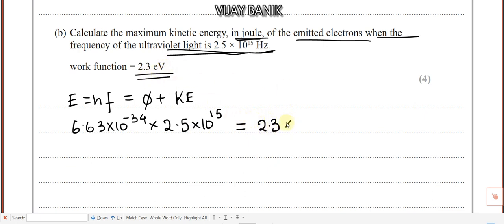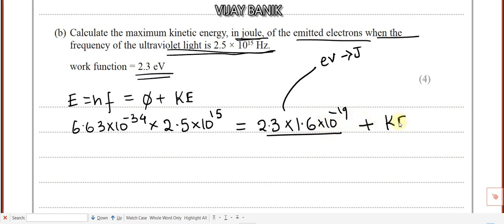Can I do 2.3 electronvolt into 1.6 into 10 raised to minus 19? What I'm doing here is converting electronvolts to joules. If you want to convert electronvolts to joules, you multiply, because 1 electronvolt is 1.6 into 10 raised to minus 19 joules. So 2.3 electronvolt is 2.3 into 1.6 into 10 raised to minus 19 joules, plus the kinetic energy. Now you have to do this and get an answer.